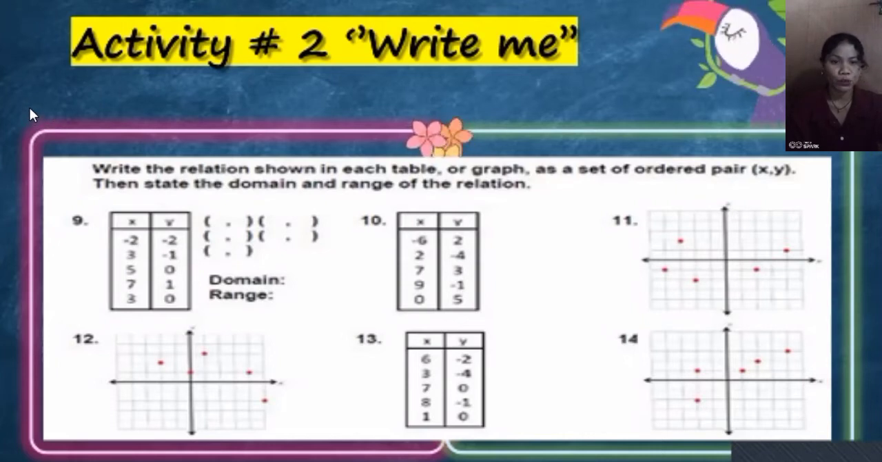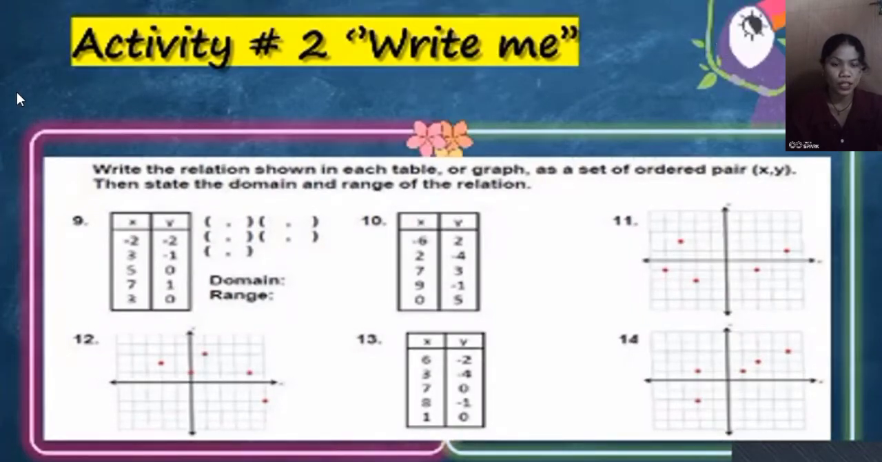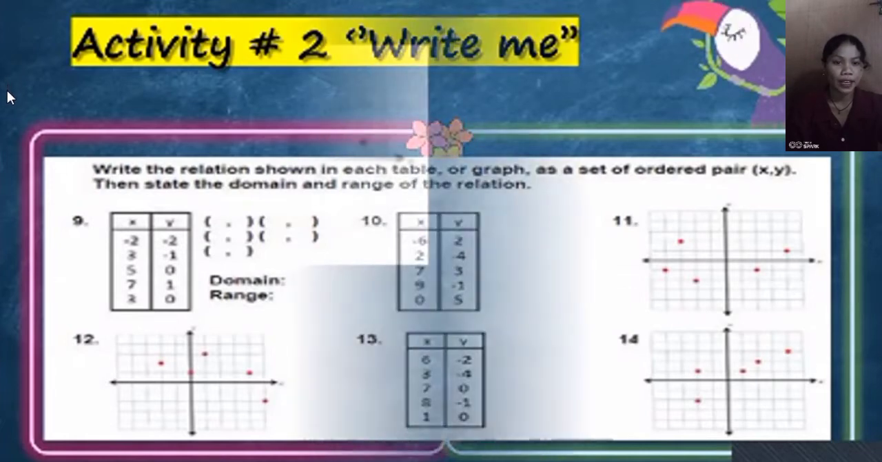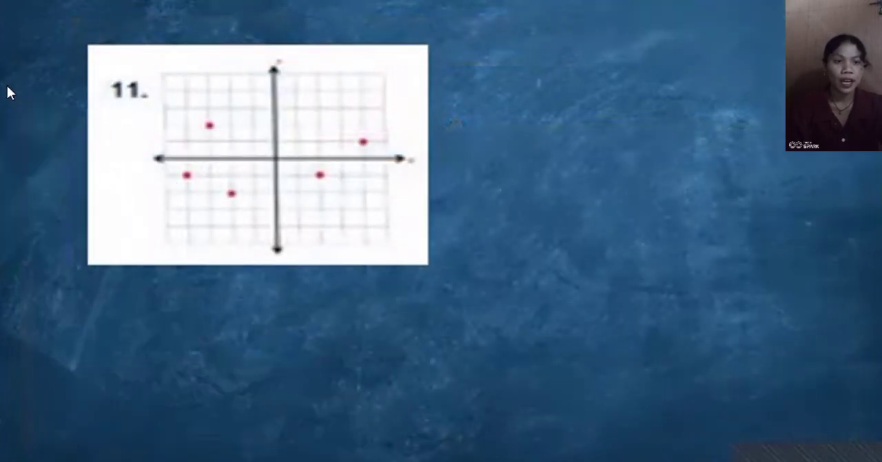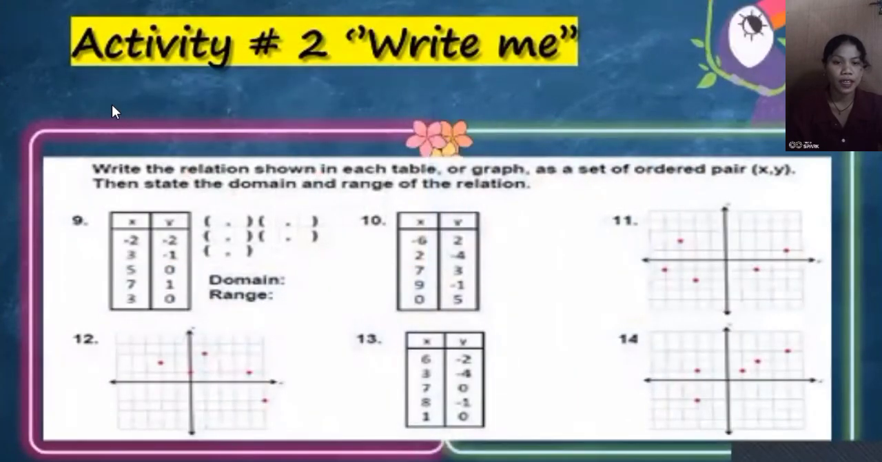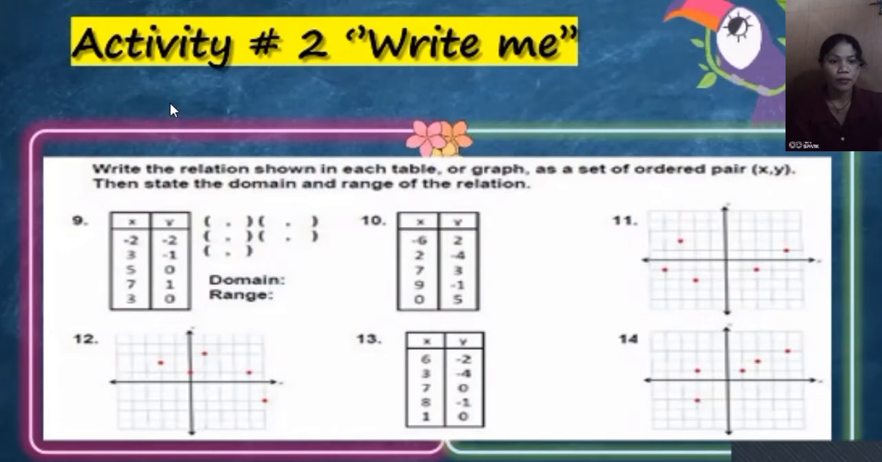The domain is negative 2, 3, 5, 7, 3, negative 2, negative 1, 0, 1, and 0. So the ordered pairs is negative 2 and negative 2. Then the range is another: 3 and negative 1, 5 and 0, 7, 1, 3, and 0. Then state the domain and range. So the domain is negative 2, negative 3, 3, 5, 7, 3. Number 10 is negative 6, 2, 7, 9, 0.